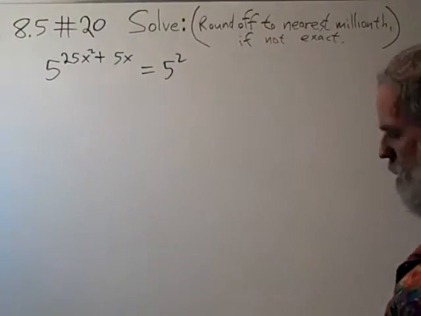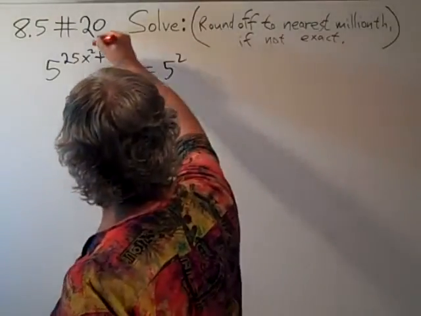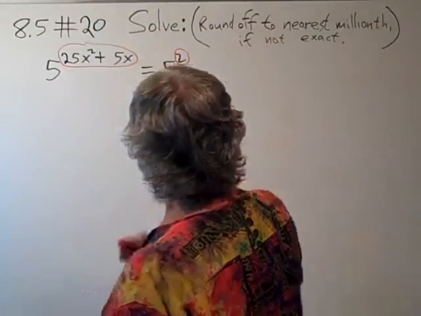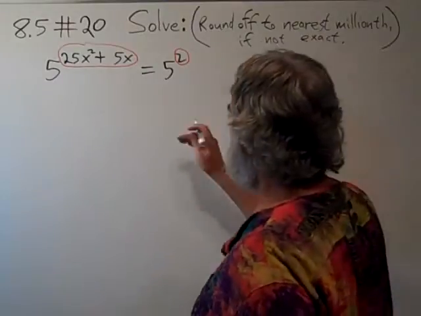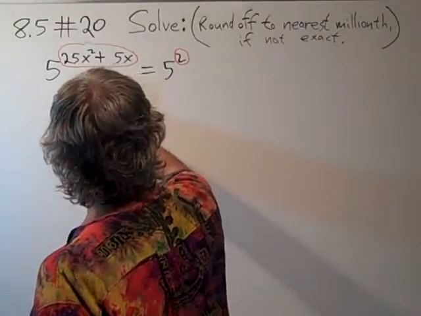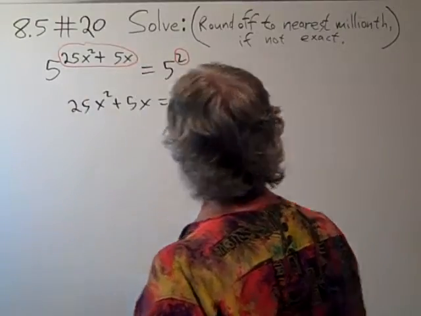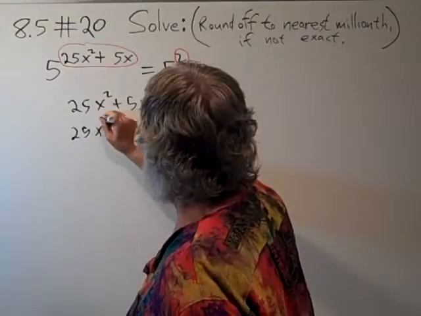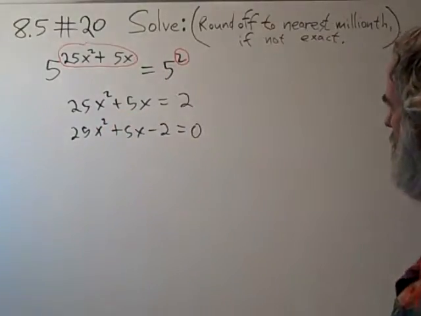Now realize if the same exponential, like 5, is raised to 2 different powers and they're equal, then the powers must be equal, because the exponential function 5 to the x is strictly increasing. So we must have 25x squared plus 5x equals 2. Subtracting 2 from both sides, we have 25x squared plus 5x minus 2 equals 0.